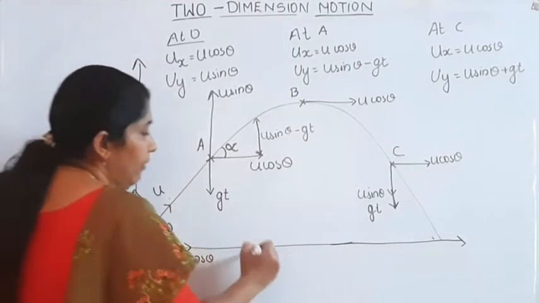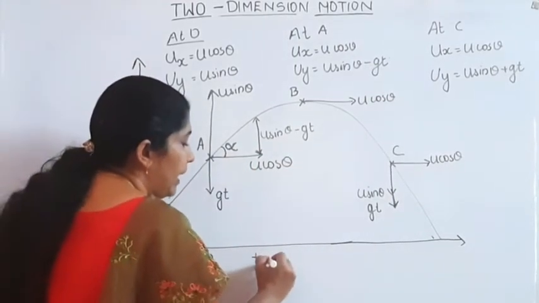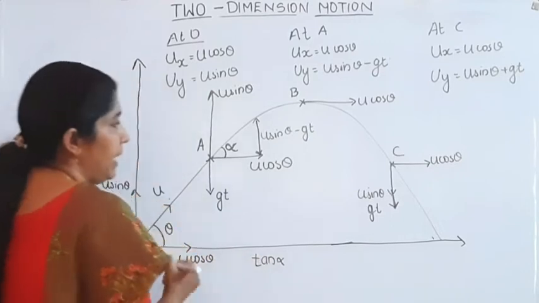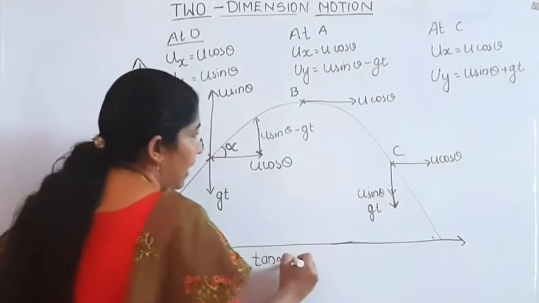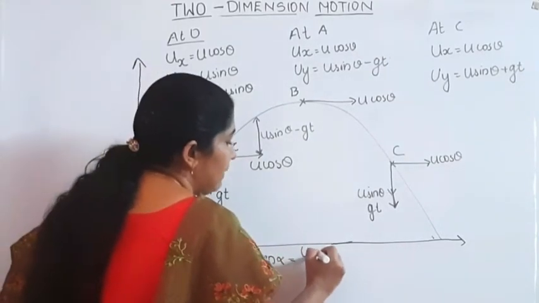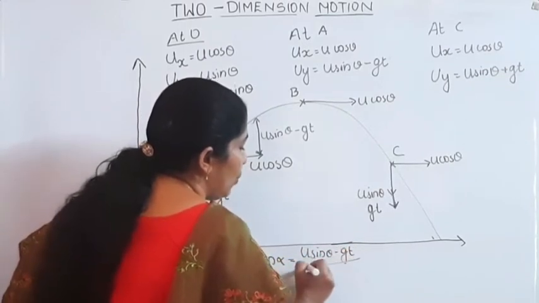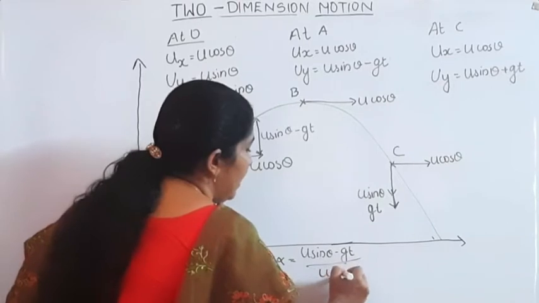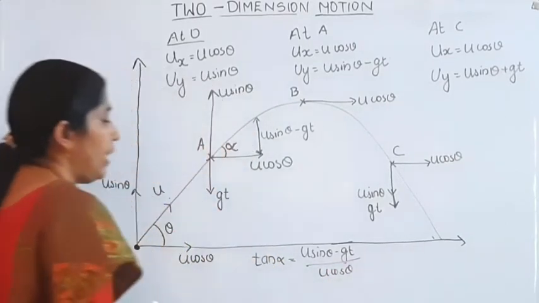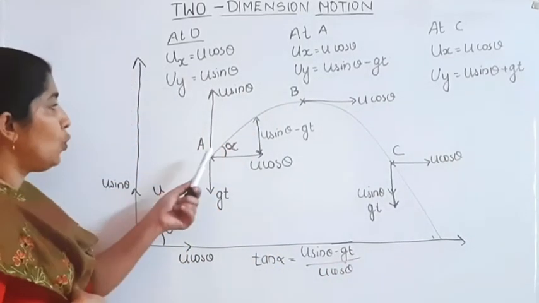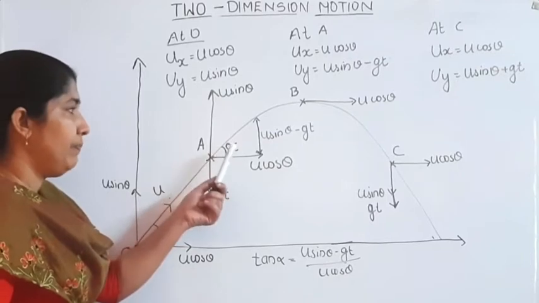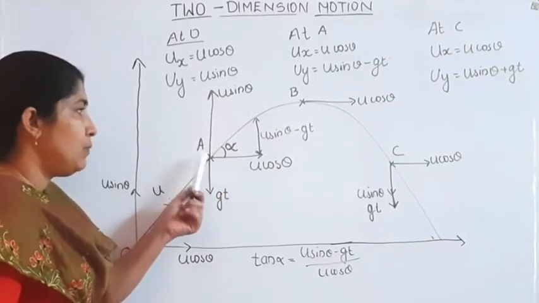Then by taking tan alpha, tan alpha is equal to u sin theta minus gt divided by u cos theta. This is the equation used to find the angle through which the body moves, okay, at this point A.